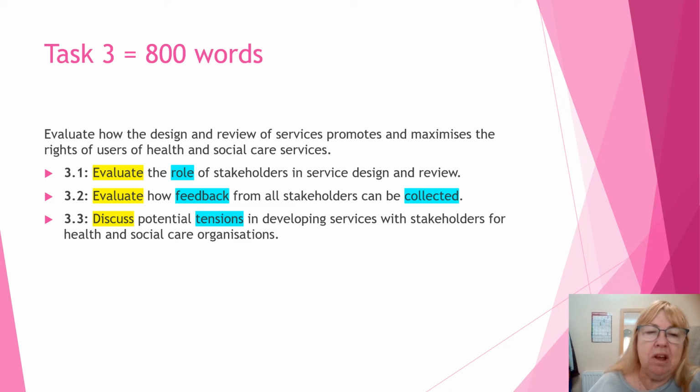Now, task 3 is the larger task. It's got 3 criteria, so it's 800 words. The overview of it is that you're looking at how the design and review of services promotes and maximizes the rights of users of health and social care services. But it's actually focusing here on all stakeholders. So task 2 just focuses on involving your service user. Task 3 clearly focuses on all of your stakeholders.